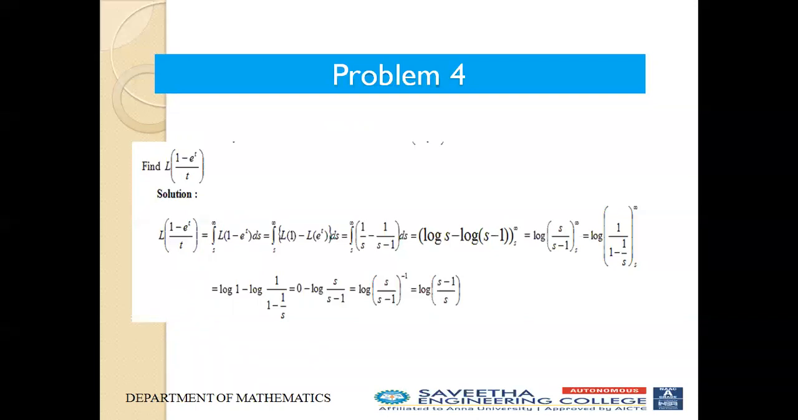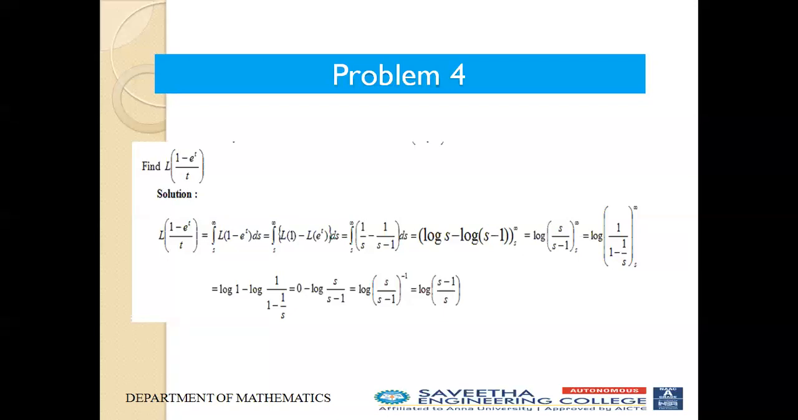Here we cannot apply the limit directly, because if I put log infinity, the whole value will become infinity. So we are going to use the logarithmic property, and after that we are going to apply the limit. We know the logarithmic result, log a minus log b is equal to log of a by b. The same thing I am going to write here: log of s divided by s minus 1 in the interval s to infinity.